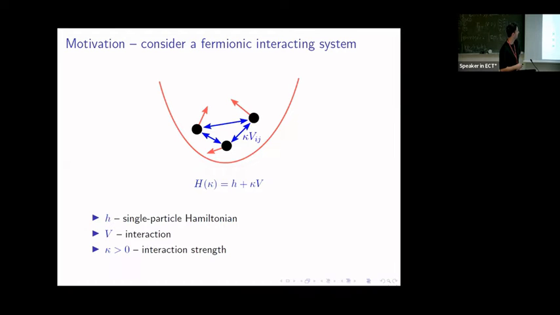To start, let's just imagine a fermionic interacting system. Let it be spinless, and there is some single particle Hamiltonian, so some overall potential, so it's all embedded in some potential, and there are some kinetic terms represented by the red arrows, and it all enters the little h. And there is some interaction, let's say it's two-body, where kappa is the strength of this interaction.